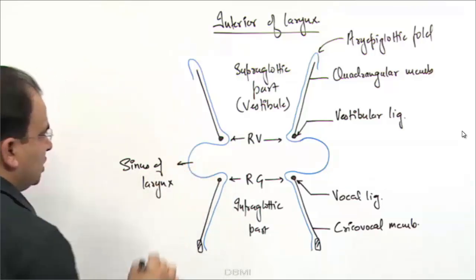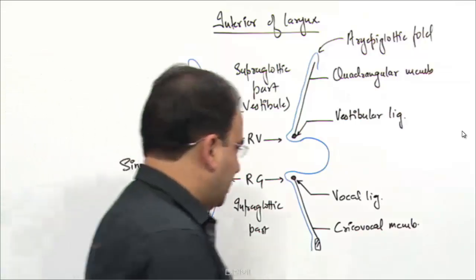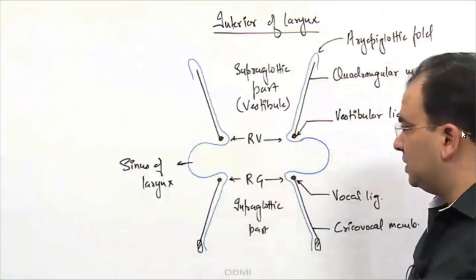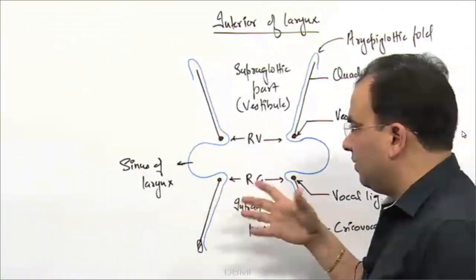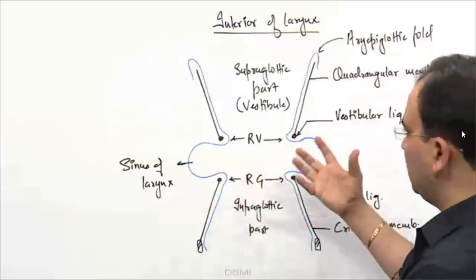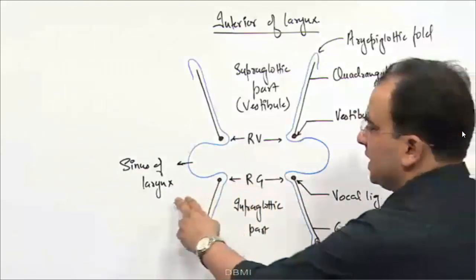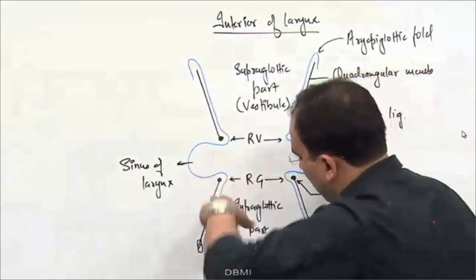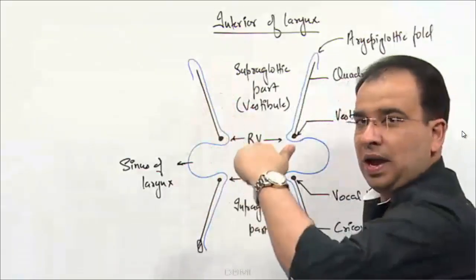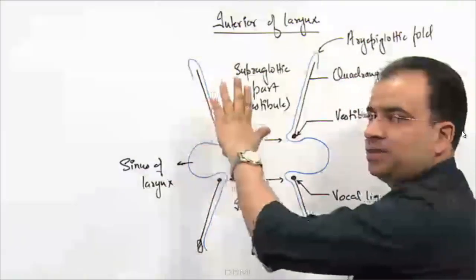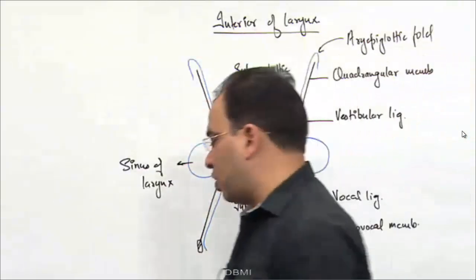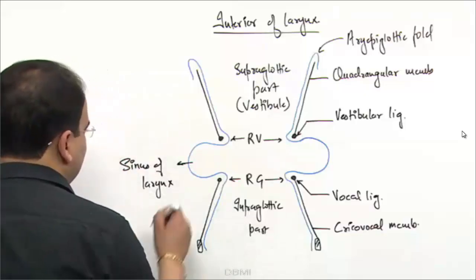This is called the sinus of the larynx. And this same sinus of the larynx, if the section is from the posterior side, so a coronal section and you are seeing it from the posterior side, this sinus of the larynx will go forward and upward. So the anterior and upward extension of the sinus of the larynx will form this blind sac called the saccule of the larynx.